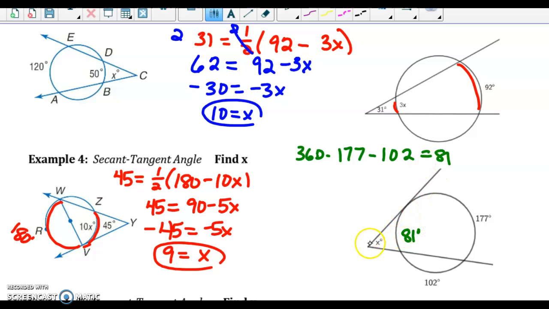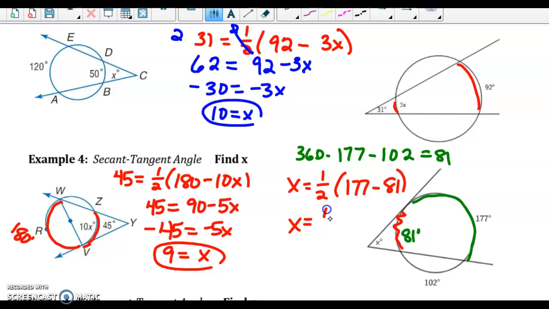So again, we have a tangent and a secant. The arcs that were intercepted by those lines to form this angle are right there and here. Okay? So we did need to use the 102 to get this 81. And what you're going to do here is say x is going to be equal to half of 177 minus 81. X is going to be equal to half, what is that, 96? Does that seem right? Thinking. And then that is 48 degrees.